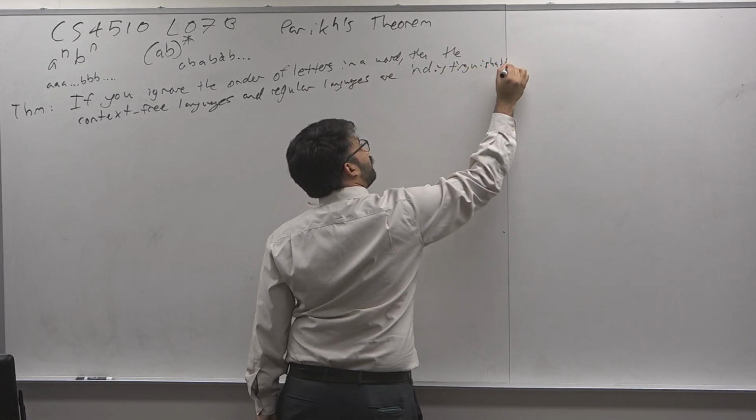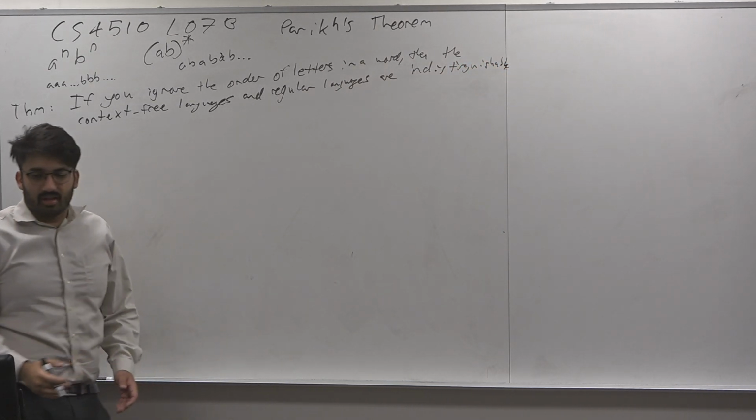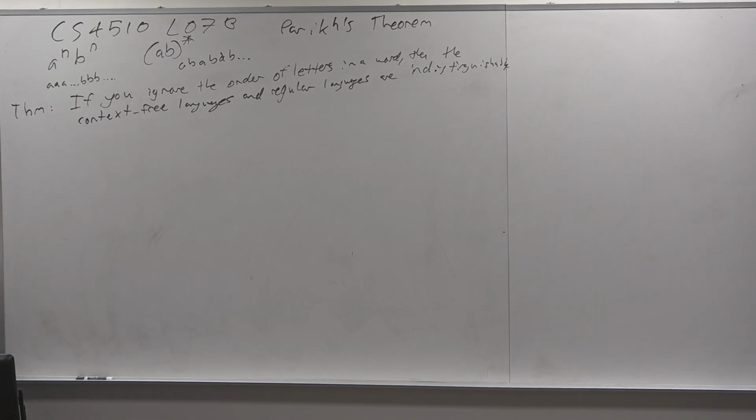So essentially, what is the difference between a regular language and a context-free language? The order of letters in a word. That's really all it is. That's what makes a language context-free. The difference between a regular and a context-free language is only the order of letters in the word. In some sense, they are identical in that sense.